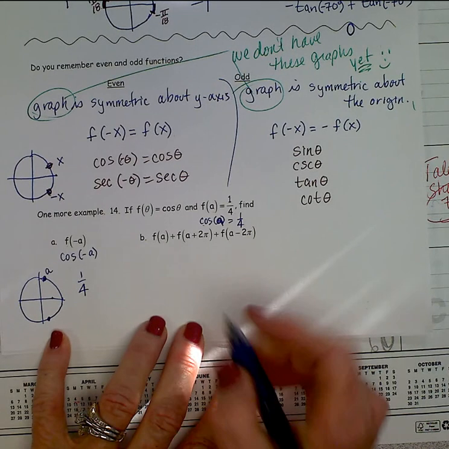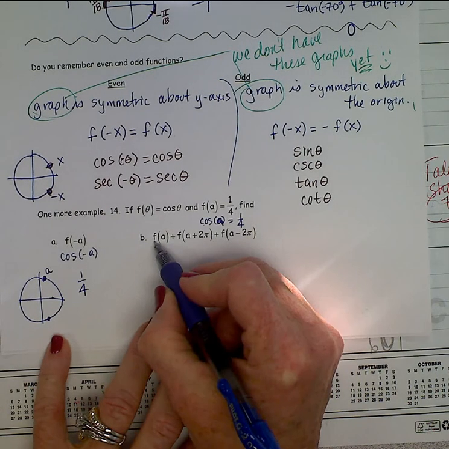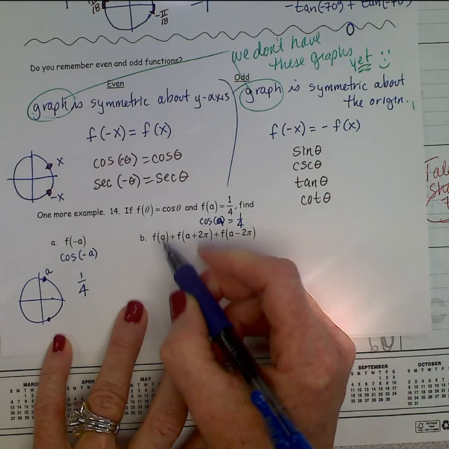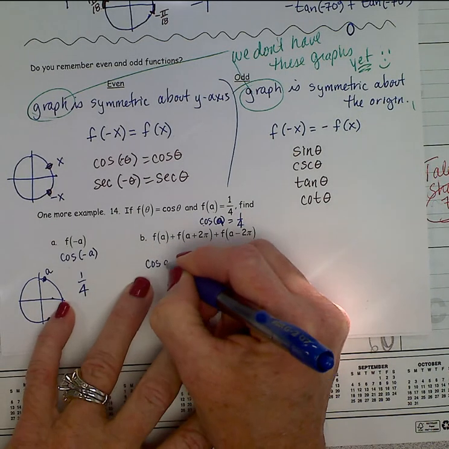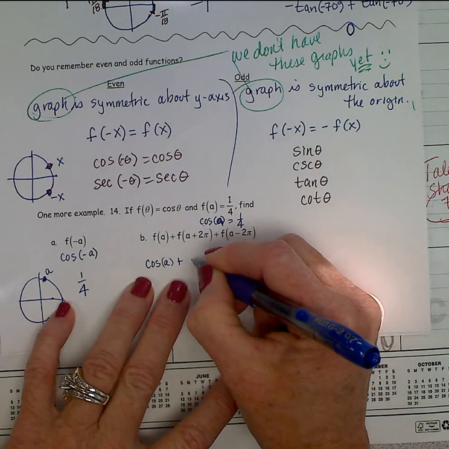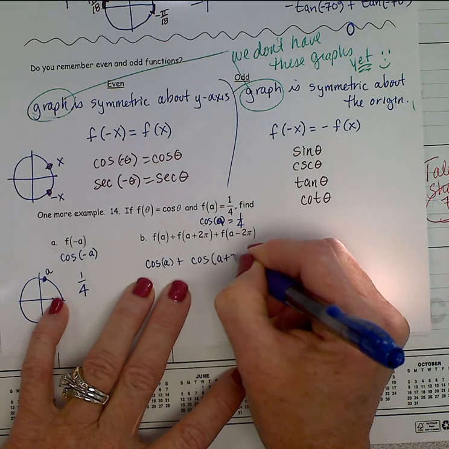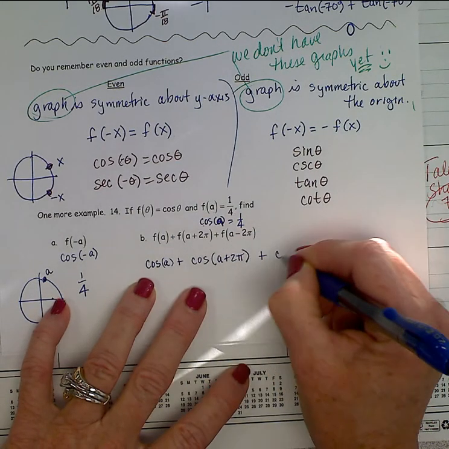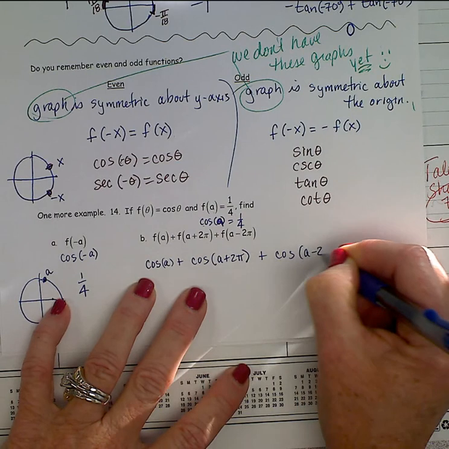All right, let's look at this one. Now again, your function is cosine. So this is saying the cosine of a plus the cosine of a plus 2 pi plus the cosine of a minus 2 pi.